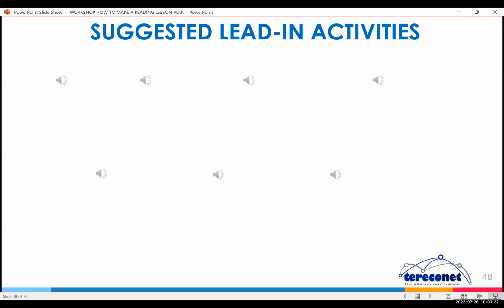We can also use some kind of audio track like this. You can play the audio file and ask your students to guess. Okay, what sound is this? Please help me type in the chat box. Oh my gosh, I'm sorry, I forgot to share the sound. It's my fault. Okay, again.